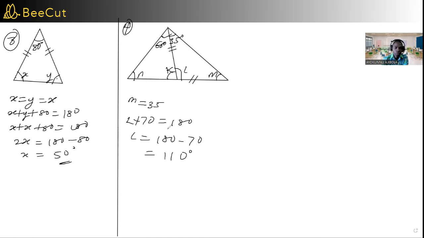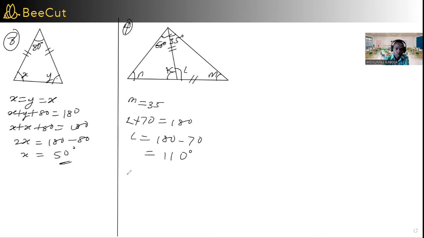So once you have that, 110 degrees, you translate it onto this straight line. Sum of angles on a straight line is 180. When you have a straight line and a line crosses it, this angle and this angle are on a straight line. You add them together, and that's 180. So that's why you say sum of angles on a straight line is 180.